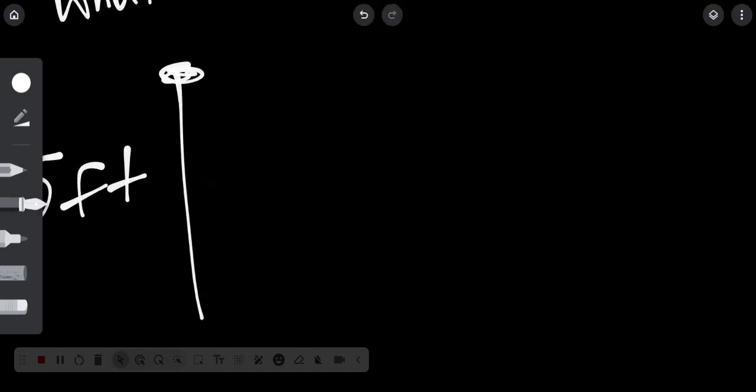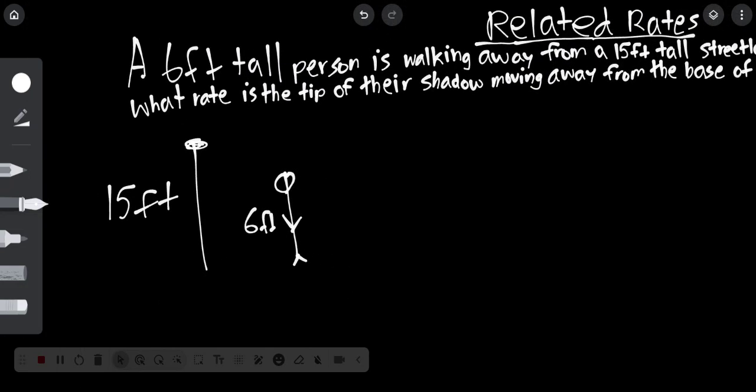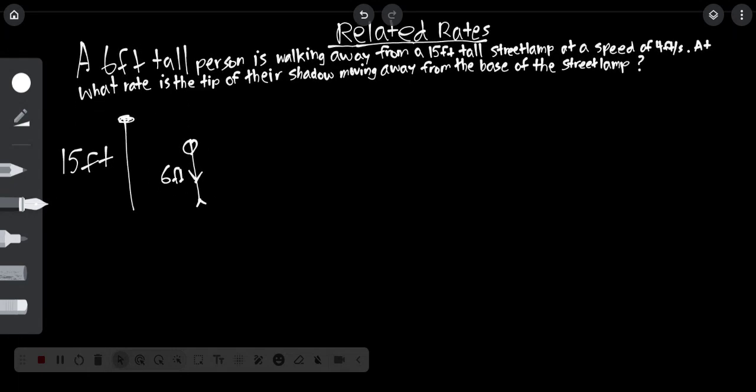But yeah, so there's a 6 feet tall person, let's say right here. Just imagine this guy is just like that. Don't worry about the line in his head. And what else are we getting? We're given that he's walking away from the street lamp at a speed of 4 feet per second.